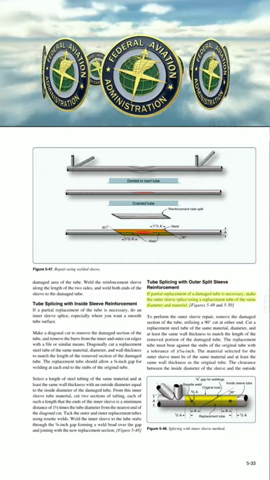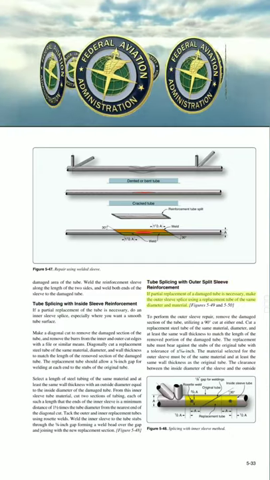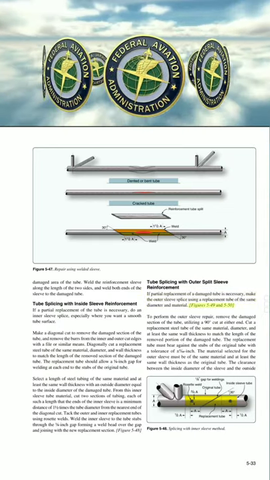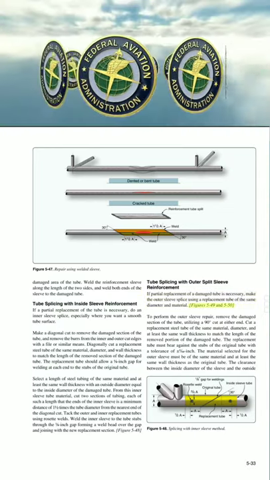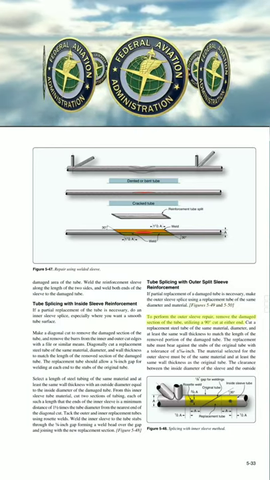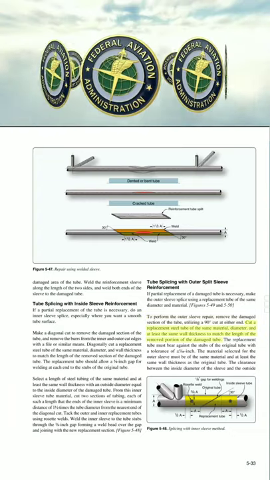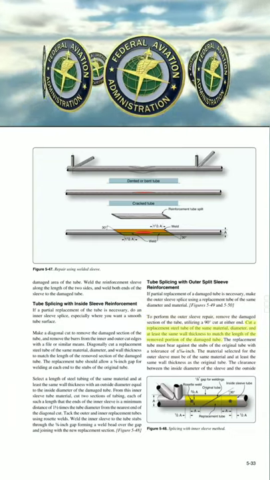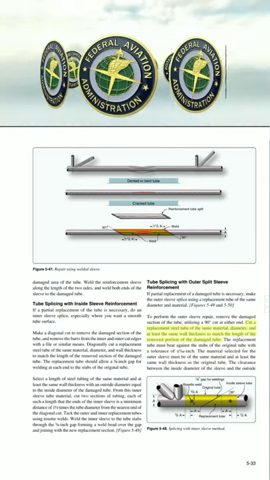If partial replacement of a damaged tube is necessary, make the outer sleeve splice using a replacement tube of the same diameter and material. Figures 5-49 and 5-50. To perform the outer sleeve repair, remove the damaged section of the tube, utilizing a 90 degree cut at either end. Cut a replacement steel tube of the same material, diameter, and at least the same wall thickness to match the length of the removed portion of the damaged tube.